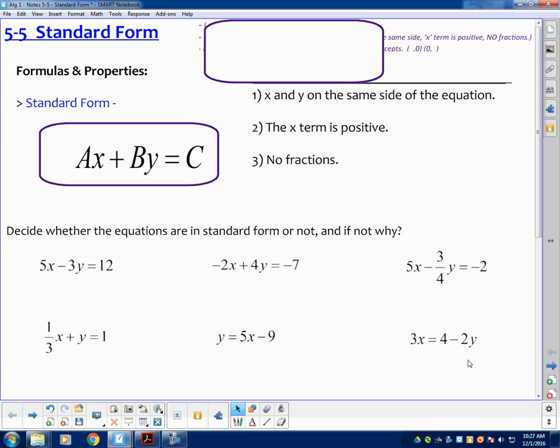So some of the rules of standard form: if you were asked to put a linear equation in standard form, we need the x and y on the same side of the equation. That's number one. It's right here. So x and y on the same side of the equation. The x term is positive, so we're going to make the x term positive. And we're going to have no fractions. So no fractions for a, b, or c. So if we have fractions, we're going to clear those out, and then we have a technique for doing that.